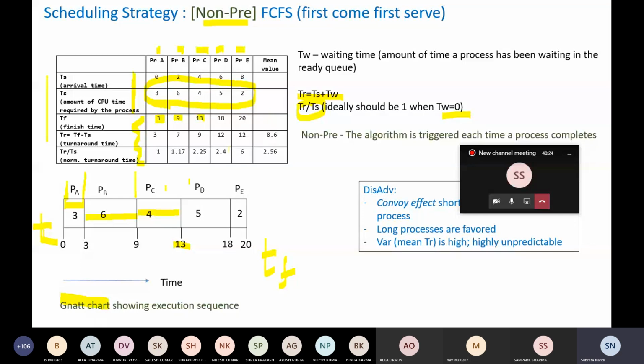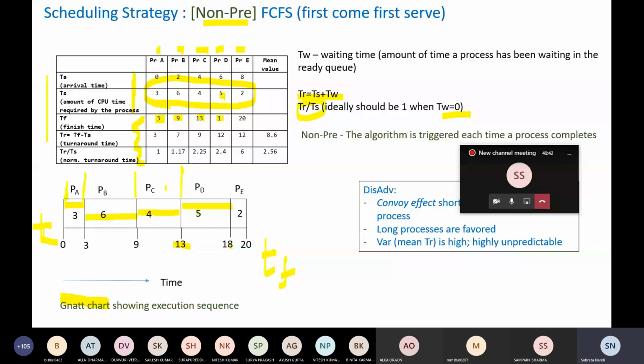And then after that, at this point of time only D and E are remaining in the system, and from the strategy, D will be scheduled. It will be utilizing 5 units of time. We complete at 18, so the finish time is 18 here. And finally, E gets scheduled for 2 units of time and it gets completed at t equals 20. So this is pretty trivial and simple enough to understand.